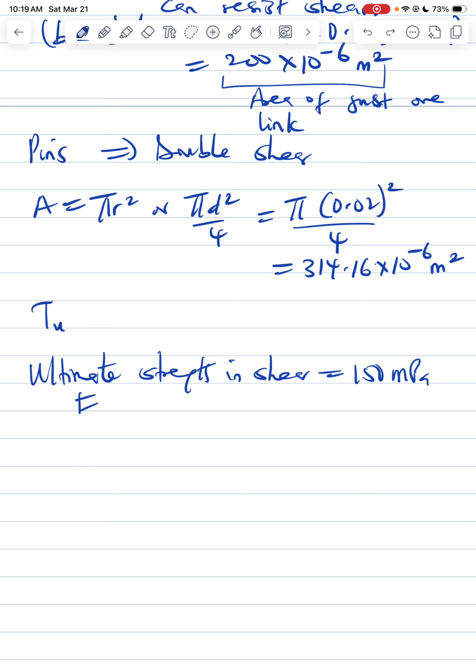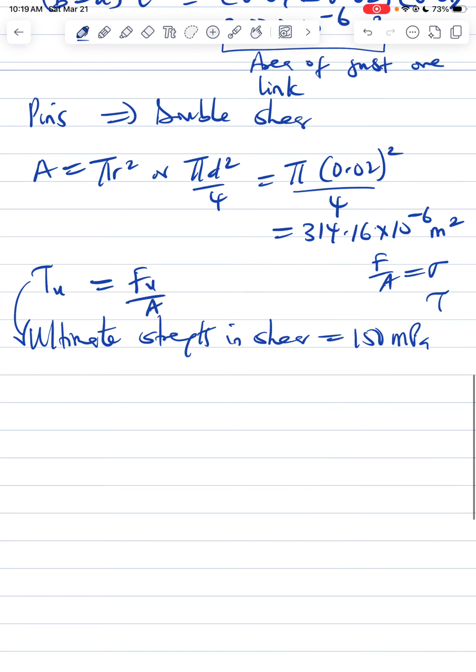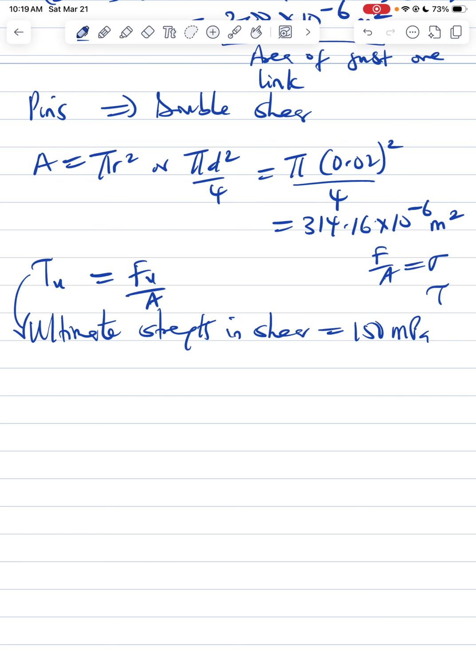Now we don't call that F, we call this tau U. The FU is the maximum force that results in that ultimate strength in shear. So tau U equals the force FU over the area. Typically we have force over area equals stress, but since this is shear, we are using tau. So tau U multiplied by A equals FU, which gives us the maximum force.